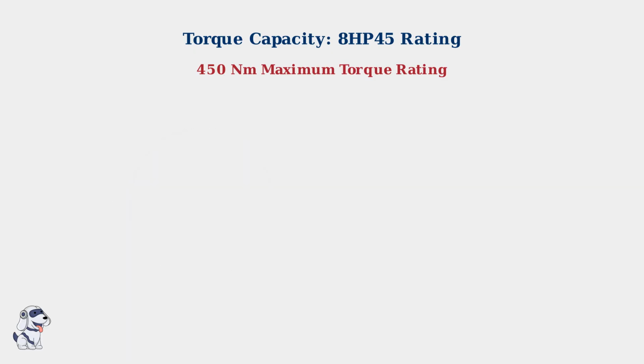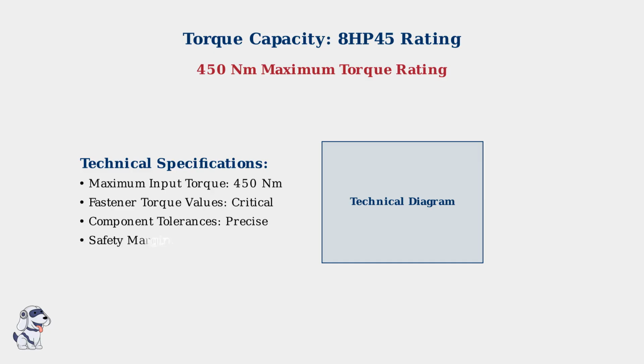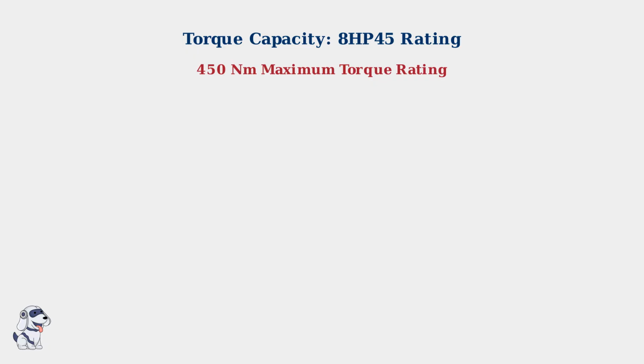The transmission's internal components are precisely engineered to handle specific load requirements. Let's examine the technical specifications that define these limits. This technical diagram shows the precise fastener tightening specifications required for the 8HP transmission. Each bolt and component has specific torque requirements that must be met during assembly and maintenance. The precision engineering extends to every component within the transmission. Critical parts like clutch assemblies and planetary gear sets must operate within exact tolerances.